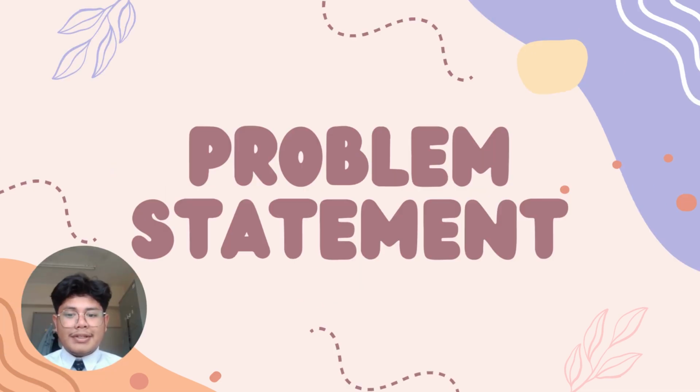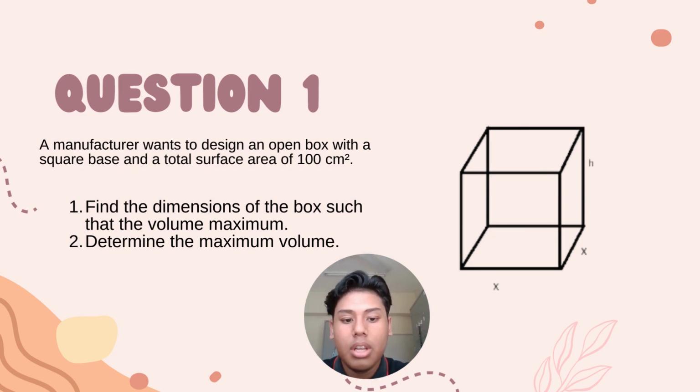Problem statement. So, we move to the problem statement. We go to the first question. A manufacturer wants to design an open box with a square base and total surface area of 100 cm squared. We have two questions here. First question is, find the dimension of the box such that the volume is maximum. And the second question is, determine the maximum volume.